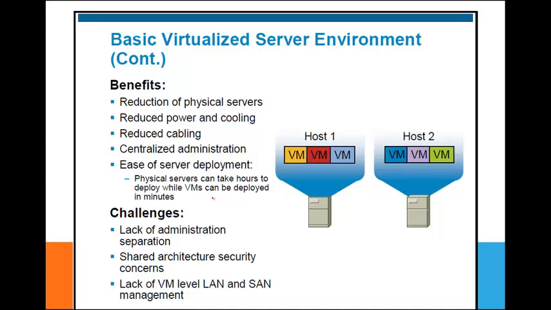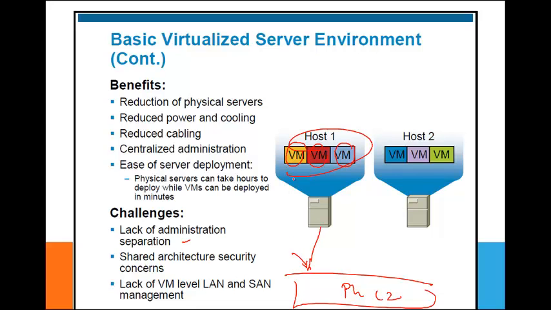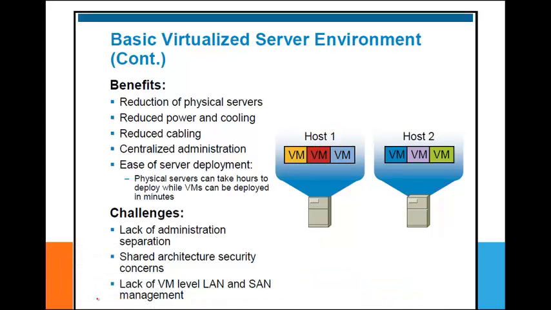The challenge is lack of administration separation, meaning you don't have visibility. It is coming like a repetition of the previous chapter, but slowly it will be adding something new here. Lack of administration separation, you don't have visibility to VM level, and a shared architecture security concern, meaning whatever you configure on this physical port on the physical switch is for all the machines. So there is a shared architectural security concern. There is lack of VM level LAN and SAN management. You cannot manage SAN separately also.